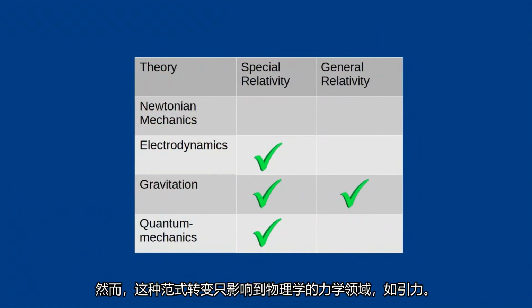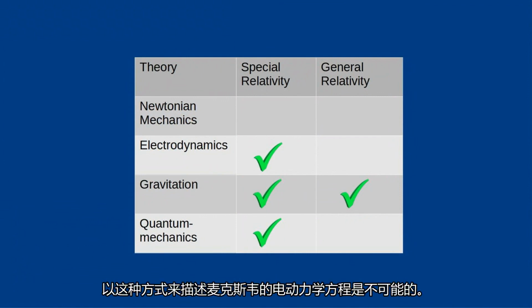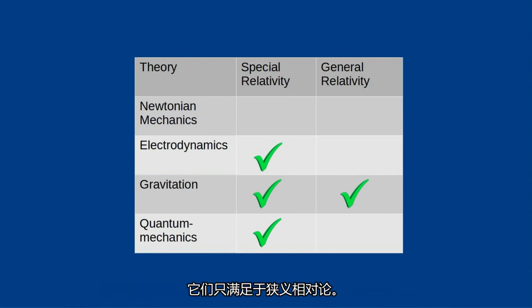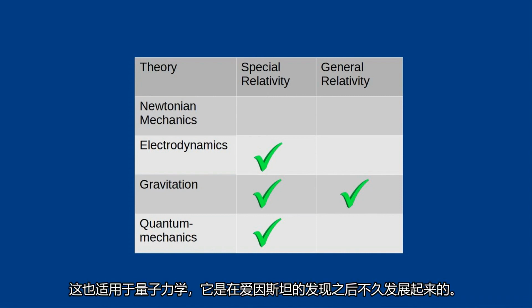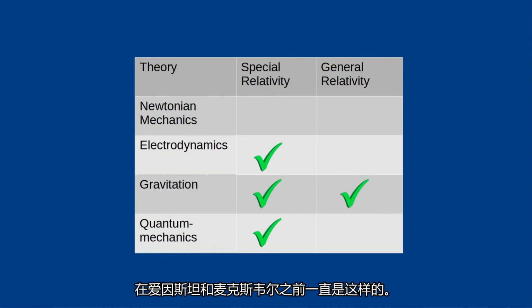However, this paradigm shift only affected the mechanical sector of physics, like gravitation. It was not possible to describe Maxwell's equations of electrodynamics in this way, they only satisfy the special theory of relativity. The same applies to quantum mechanics, which was developed shortly after Einstein's discoveries. It therefore remained a pipe dream to have unified physics, as had been the case before Einstein and Maxwell.